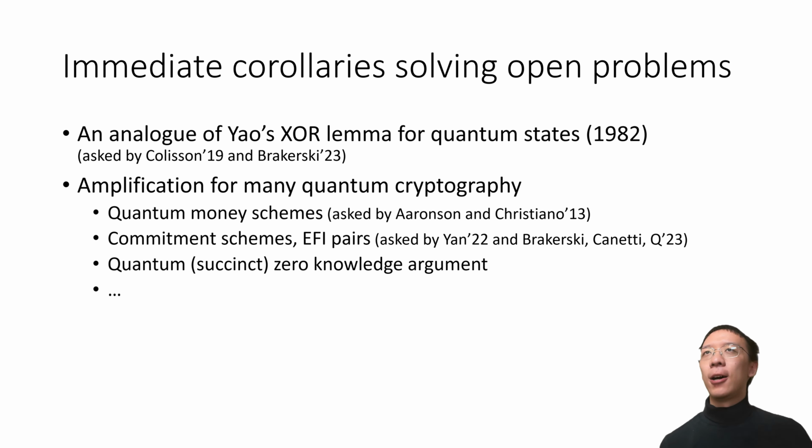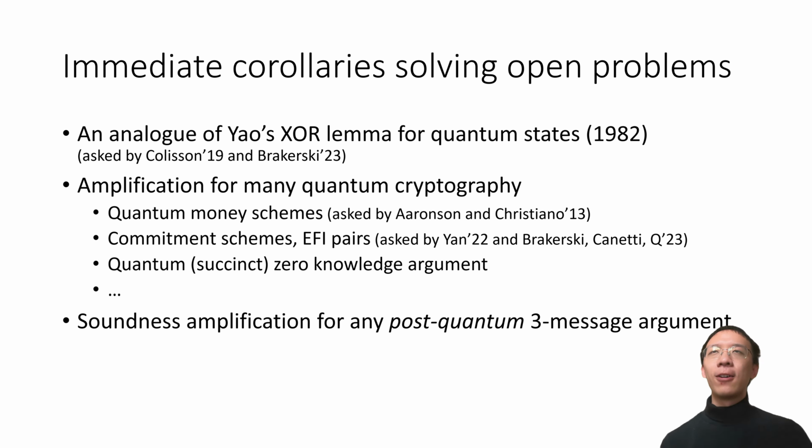We also show amplification for many quantum cryptographic primitives, and this is through a generic template where we observe that the cryptography has a two-message or three-message security game, and then we can simply apply our parallel repetition theorem. This includes quantum money schemes, quantum commitment schemes, EFI pairs, and also quantum succinct or non-succinct zero-knowledge arguments, and so on. Finally, I should point out that our three-message parallel repetition theorem also works for post-quantum security games. So we also get soundness amplification for any post-quantum argument system as long as it is three-message, and this was not known before.